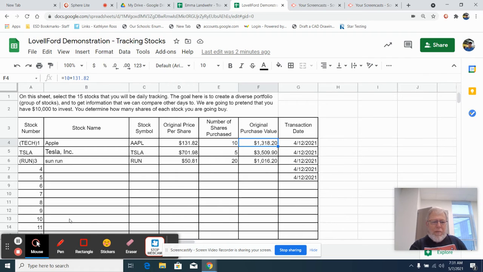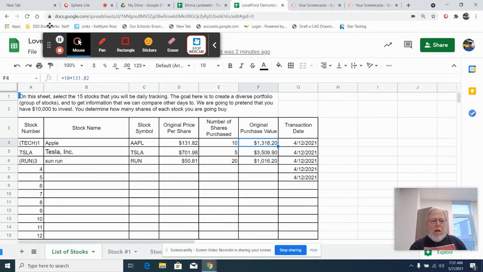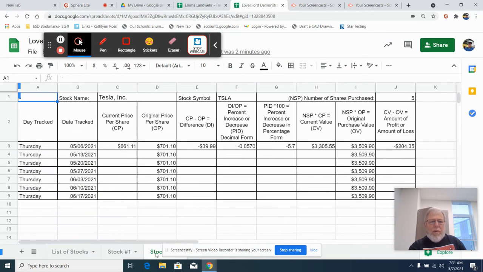the sheet that is associated with that stock. And I'm trying to rearrange my webcam here so I can do that. So let's take a look at stock number 2, Tesla.